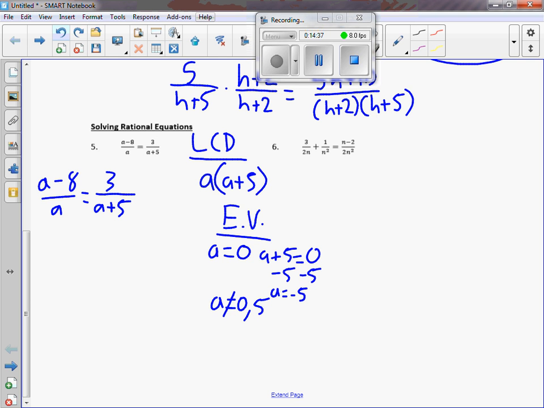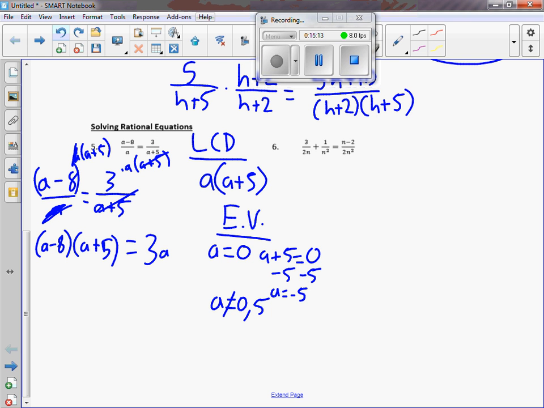We're going to multiply the tops of both of these rationals by the lowest common denominator. So times a plus 5, times a plus 5. Now we're going to reduce what we can. See that a will reduce that a. I'm left with a minus 8 times a plus 5. On this side, the a plus 5s will cancel out. I'm left with 3a.